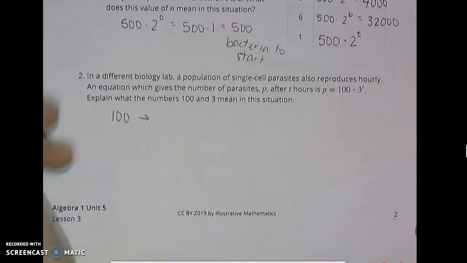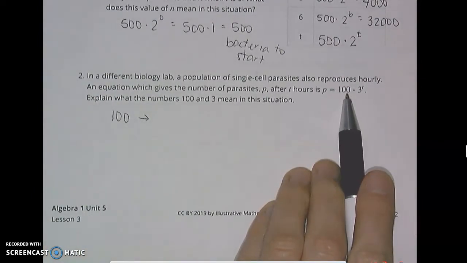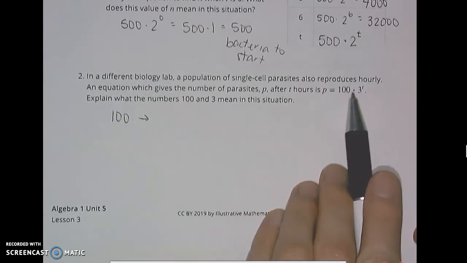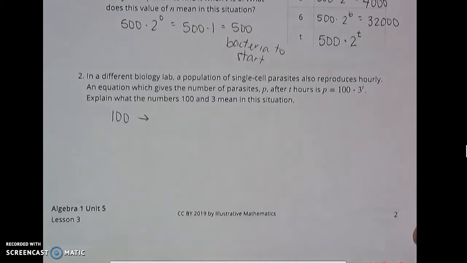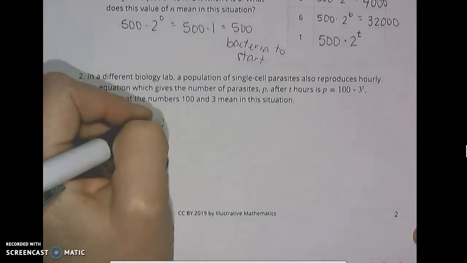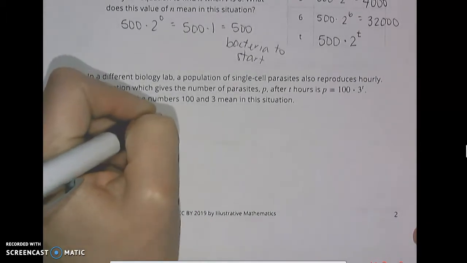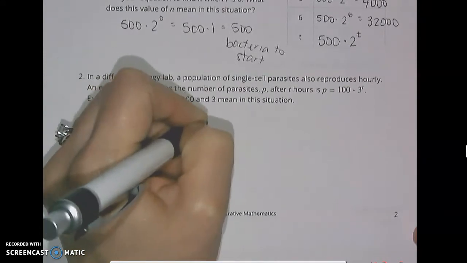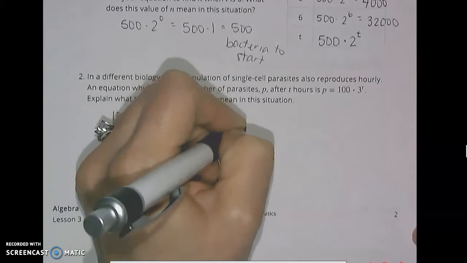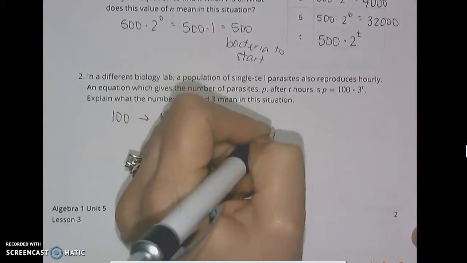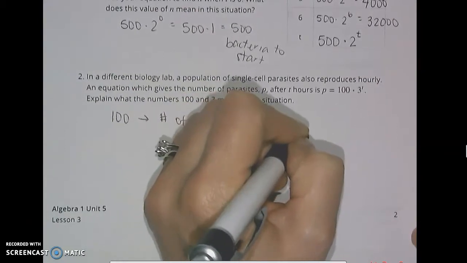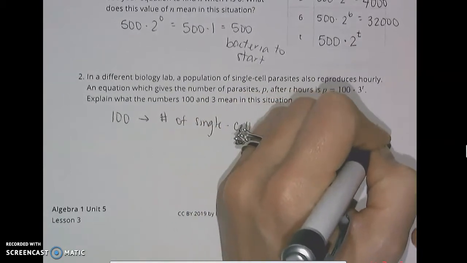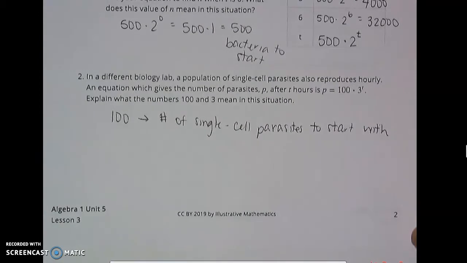So what does that 100 represent? If you look up here, we can compare it. 100 is in the same place as that 500 was before. So this 100 is the number of single cell parasites to start with, or at the beginning, or whatever you want to say.